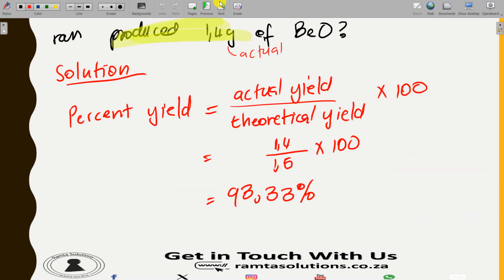Okay, so guys, this is how you calculate your percent yield. So with that being said, our lesson ends here, and I hope you guys enjoyed this.